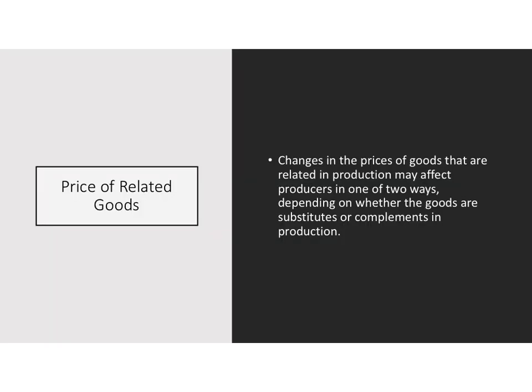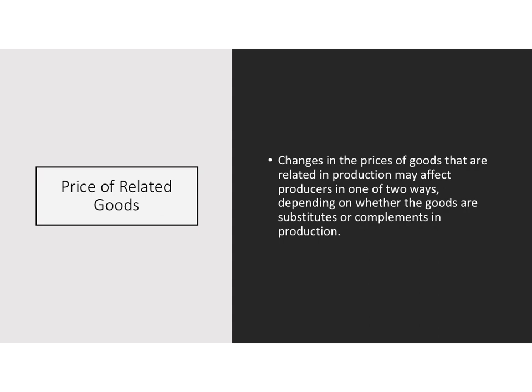We continue our discussion of the determinants of supply. These are the factors which will cause a change in supply, that is, they will cause a shift in the supply curve. We're talking here about the price of related goods, goods that are related in production.